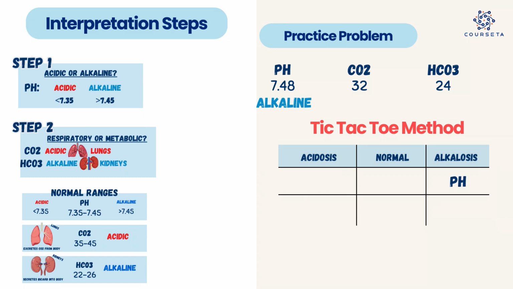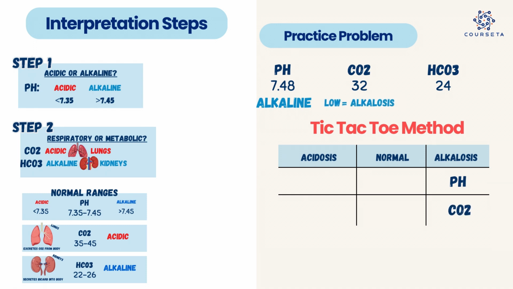Okay, so let's use the Tic Tac Toe method. If we orient the Tic Tac Toe board just like this, we are able to fill in the blanks and we'll find out if it's metabolic or respiratory. So we put right here that 7.48, it is alkaline. Okay, so we have our CO2. Our CO2 is 32. What's the normal range? It is 35 to 45, so the CO2 is low. Okay, so we put that over there.